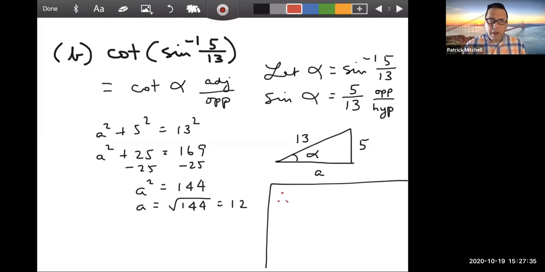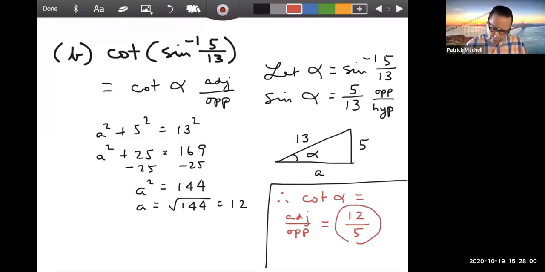All right, so we were looking for the cotangent of alpha. The cotangent is the adjacent over the opposite. We just found out that the adjacent is 12, and we already knew that the opposite was 5. So the exact value of cotangent of inverse sine of 5/13 is 12/5. All right, so hopefully that's feeling more and more comfortable each time.